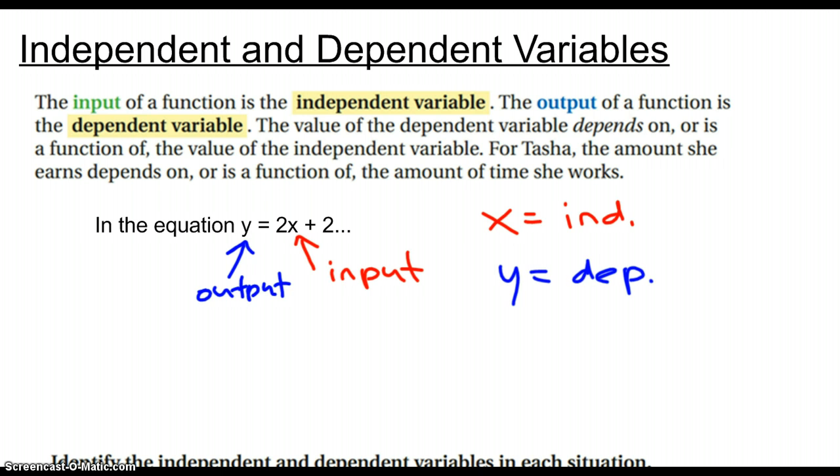And here's why. Because, remember, you get to choose values for x, right? And when we were graphing things, you get to make an xy chart. And whatever x was would determine what y was going to be. So y depends on what x is going to be. And that's why y is the dependent variable.